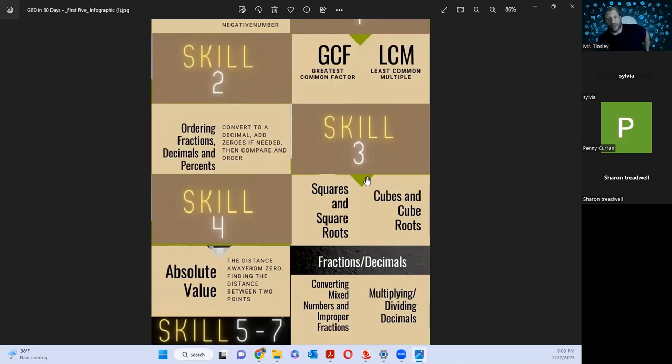And I'll send this little infographic to you so you make sure you focus. Because I don't have a quiz actually on the first five. One of my students here tonight said, Mr. Tinsley, do you have something for the first five? And I don't. So I'll be working on assessments just for the first five. I have a bunch of one-on-one sessions this week, so I'll probably start on that on Wednesday.